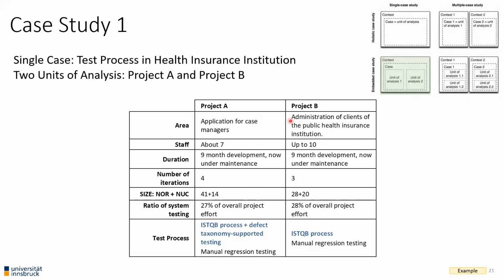The cases were carefully selected because the characteristics are similar: similar size, similar amount of people involved, similar number of iterations, and so on. So this is a setting where we have 1 case, and in this case we have 2 units of analysis, 2 units where we actually grab the data from.